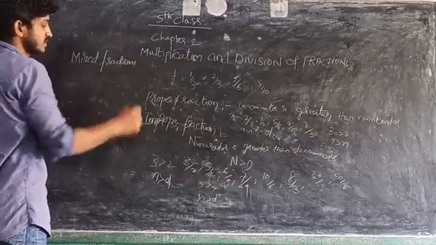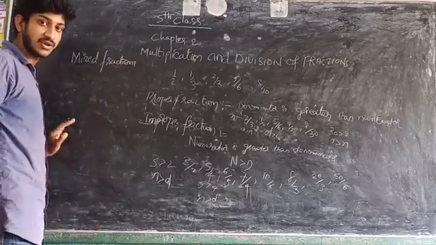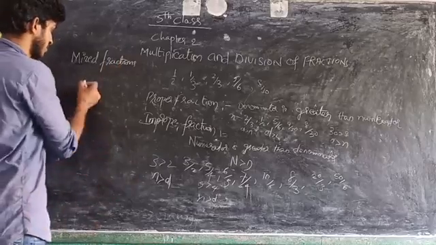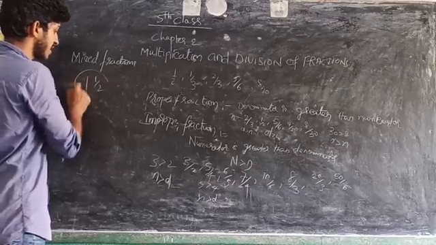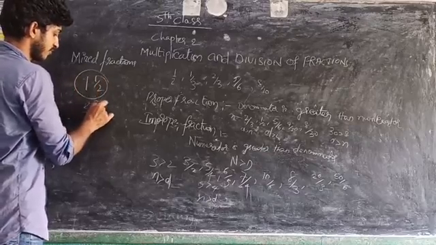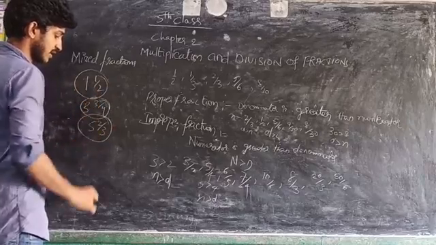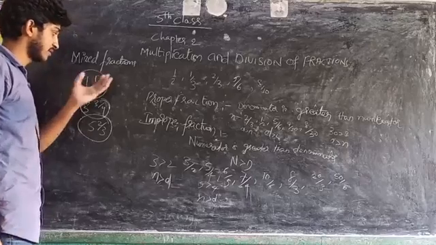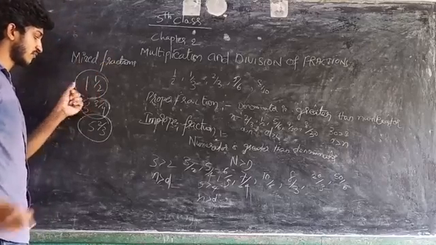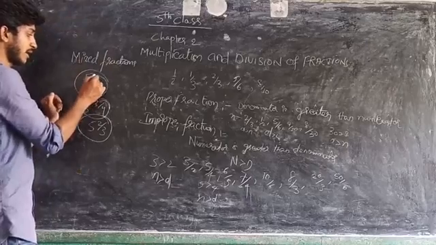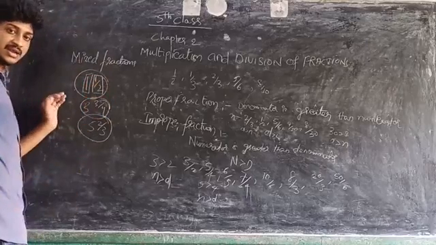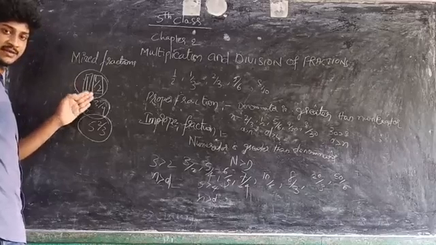What is a mixed fraction? Mixed fraction is a combination of a whole number and a fraction. 1 1 by 2 is a mixed fraction. 3 3 by 4 is a mixed fraction. 5 2 by 3 is a mixed fraction. Like that, mixed fraction is a combination of a whole number and a fraction.